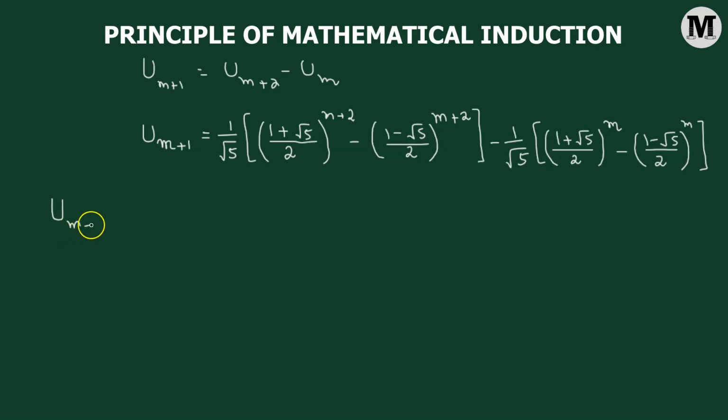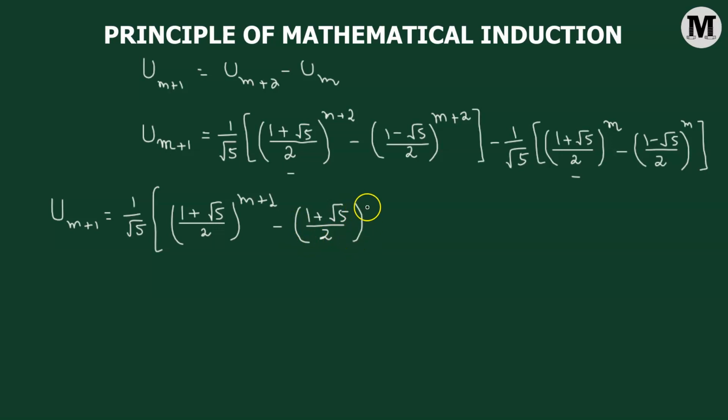So we have u of m plus 1, and from each of the two terms, we're going to take 1 over square root of 5 as the common factor. Then we're going to take this term and this term and combine them to get a single term. That means we have (1 plus square root of 5 divided by 2) raised to the power of m plus 2, and we have negative (1 plus square root of 5 divided by 2) raised to the power of m. So this is going to be one single term. Let's combine it, and then we have these two terms.